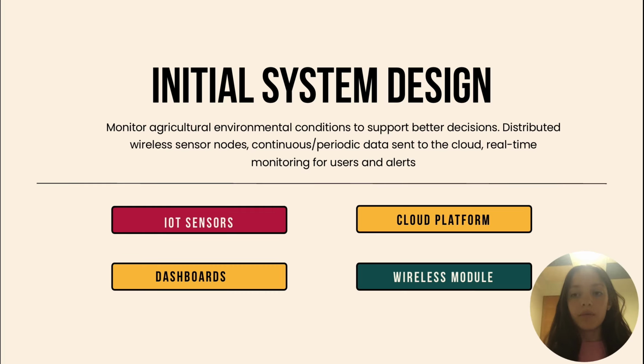The initial goal of the project was to create a low-cost solution to monitor important environmental variables in agriculture, such as temperature, humidity, and air quality. The initial system was based on distributed wireless IoT sensor nodes placed across the agricultural field. These sensors collect environmental data and send it through a wireless communication model to a cloud platform. In the cloud, the data could be stored, analyzed, and shown in a real-time dashboard. The user will be able to see current measurements, historical data, and alerts whenever the variable reaches a critical value.